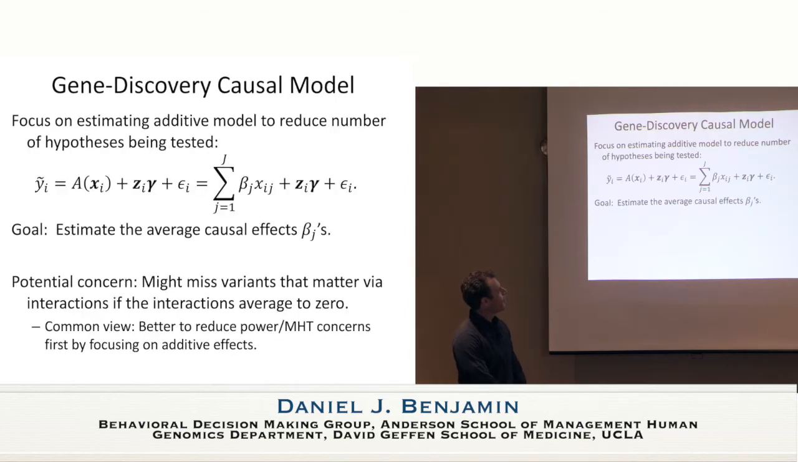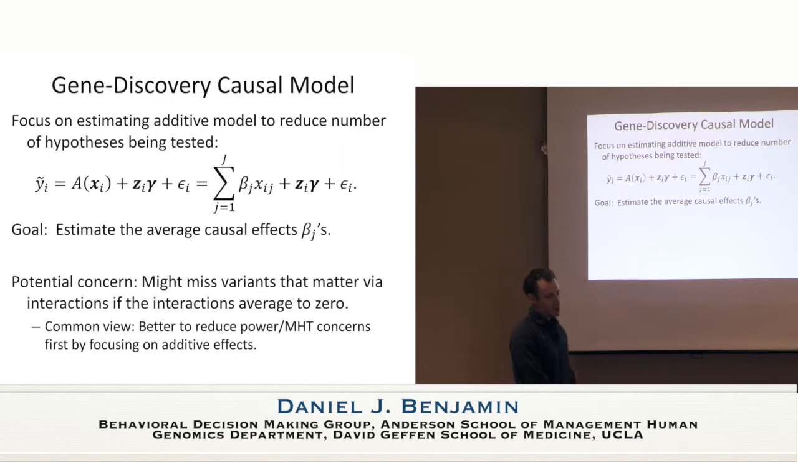Okay, so we're going to focus on estimating the additive model. There are two reasons, a cost reason and a benefit reason. So let me start with the cost of trying to extend beyond the additive model. The problem is that with the additive model, we have one parameter to estimate for each SNP j.